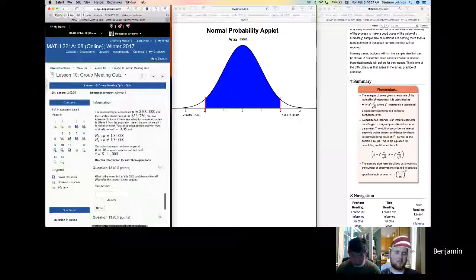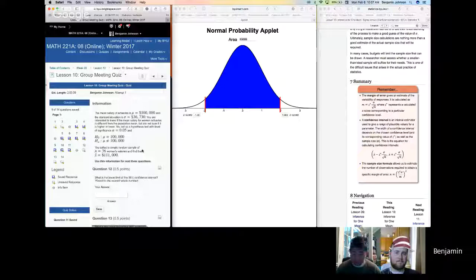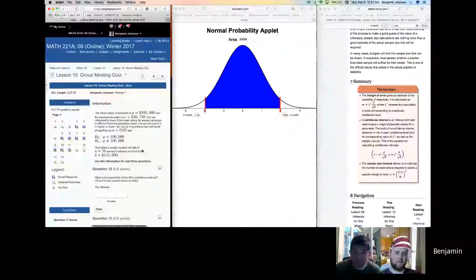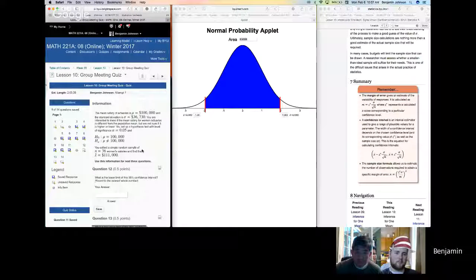Exactly. Okay. The mean salary of auctioneers is mu, with a known standard deviation. You're interested to know if the mean salary of women auctioneers is different from the population mean, but you're not sure if it's higher or lower. Set up a hypothesis test with a level of significance of alpha equals 0.05. You collect a random sample and find the following. Use this information. What is the lower limit of the 95% confidence interval?